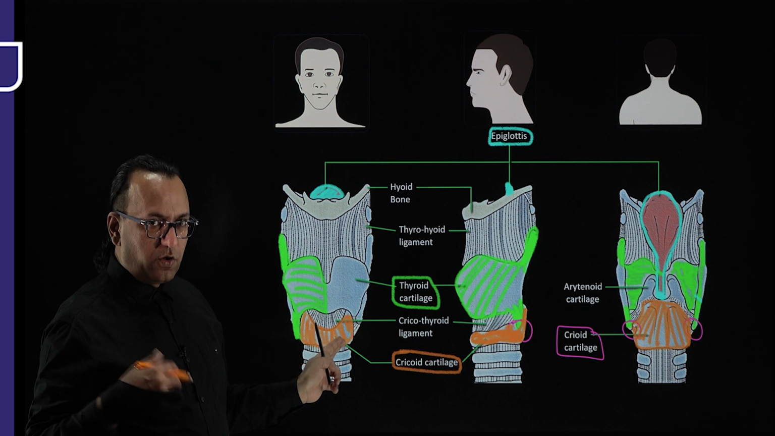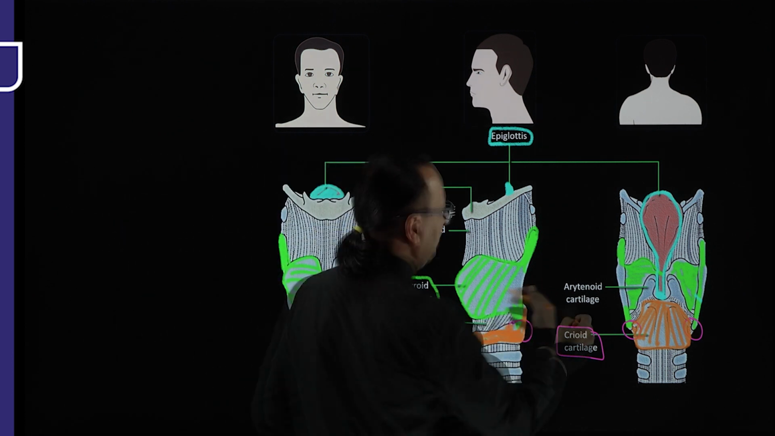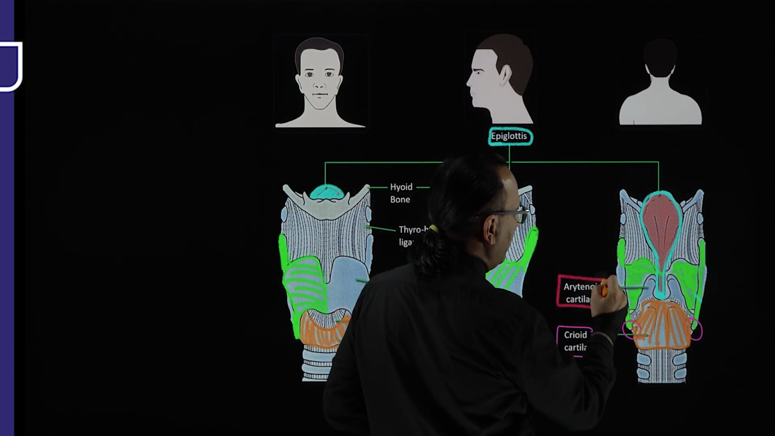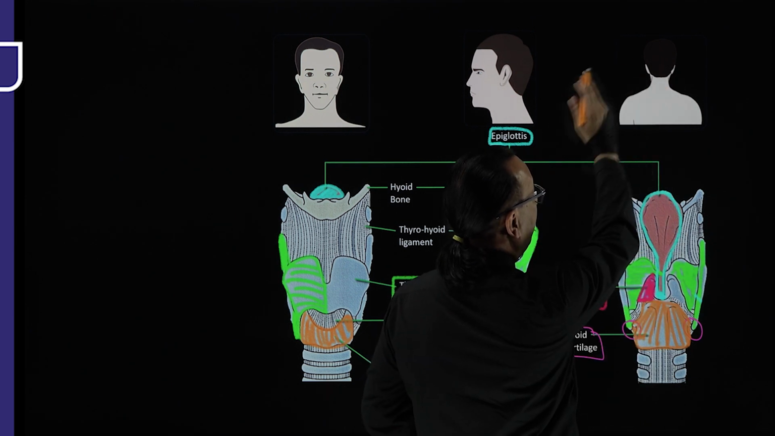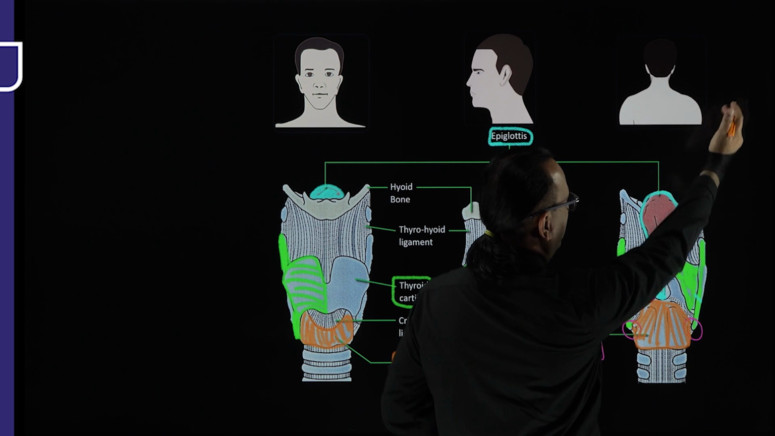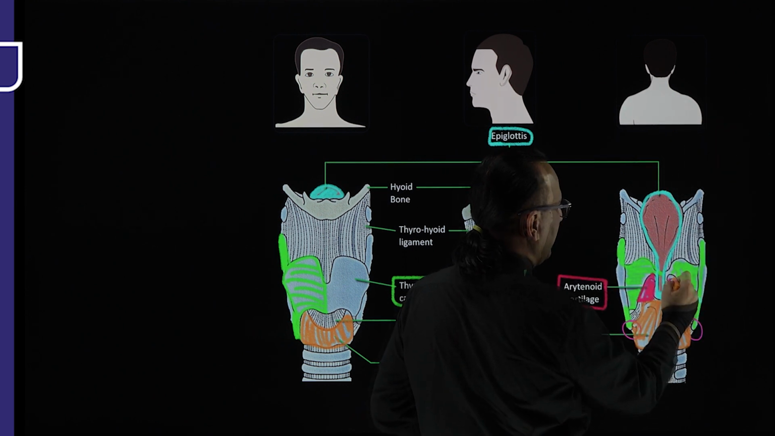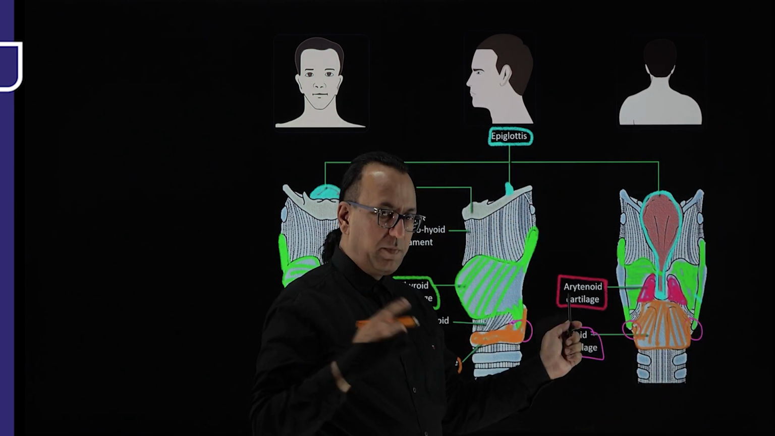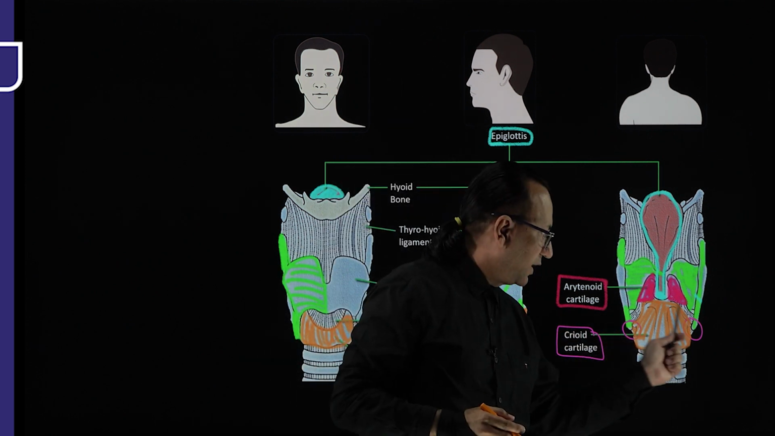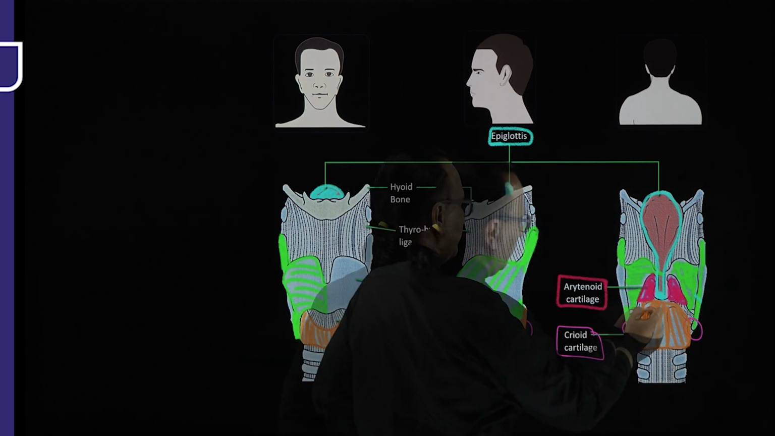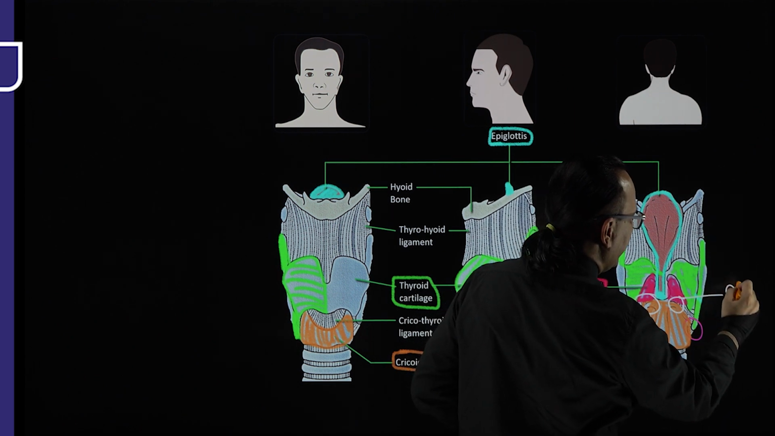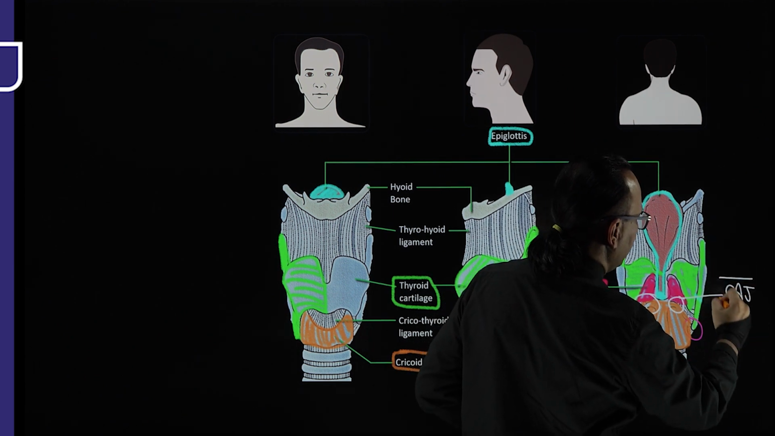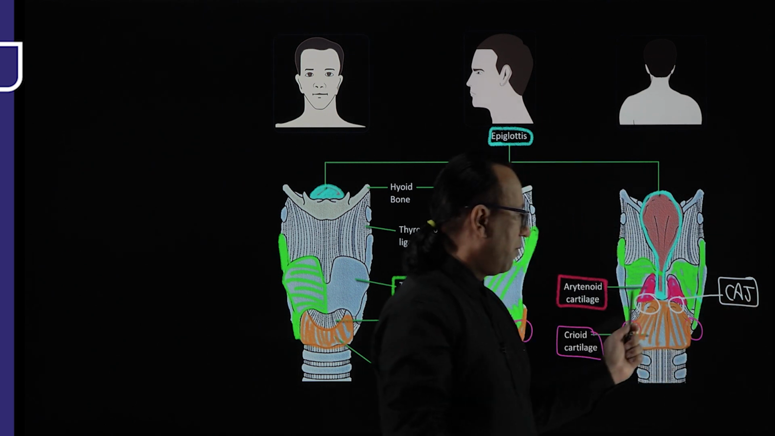Then we can focus upon the paired cartilages as well. Like here, the pair of arytenoid cartilage. It is a pyramid-shaped cartilage, one on the left side and one on the right side. So this is the right-sided pyramid-shaped arytenoid cartilage. It will be articulating with the cricoid cartilage and making a joint which is called the cricoarytenoid joint. And again, this cricoarytenoid joint is a synovial joint, a freely mobile joint.